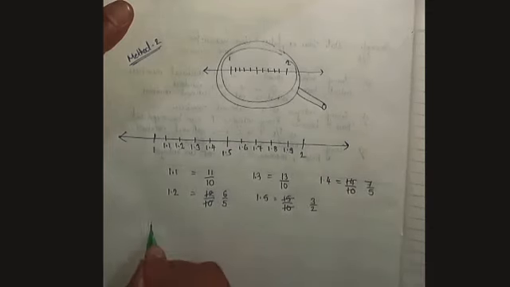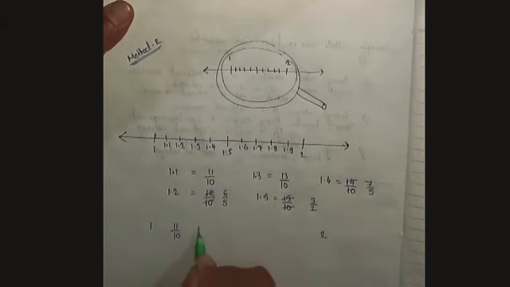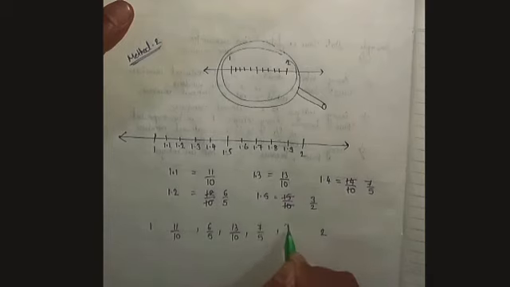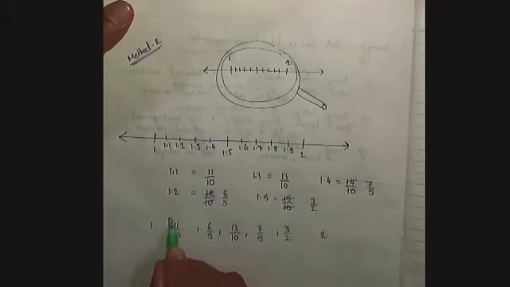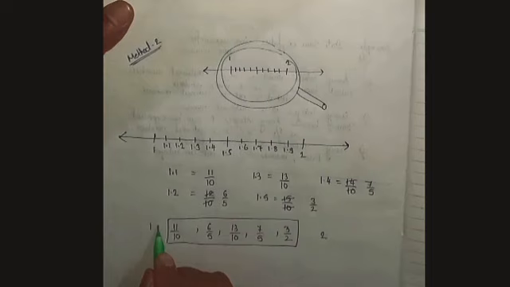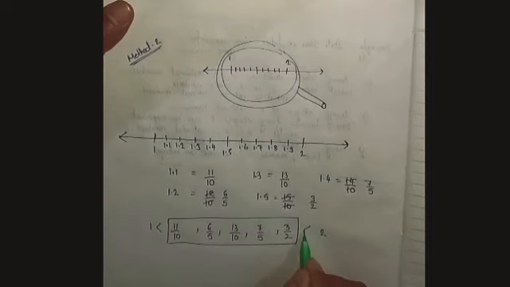So the rational numbers between 1 and 2 are 11 by 10, right? 6 by 5, 13 by 10, 7 by 5 and 3 by 2. All these numbers are rational numbers which fall between 1 and 2. These numbers are greater than 1 and less than 2.